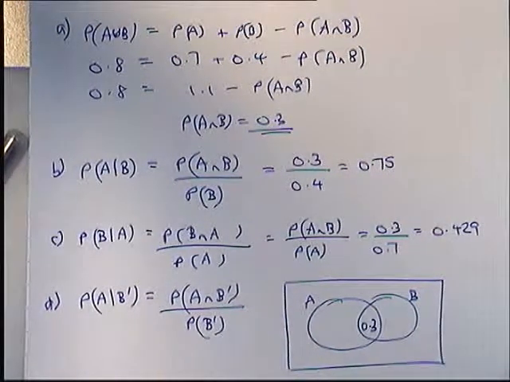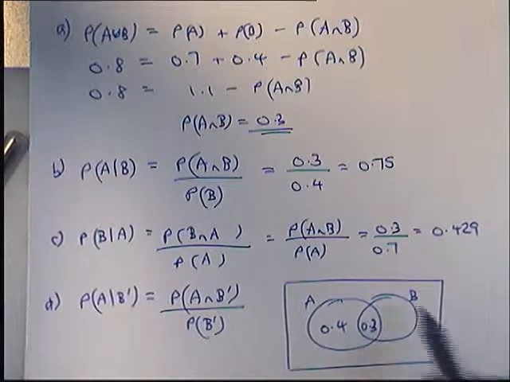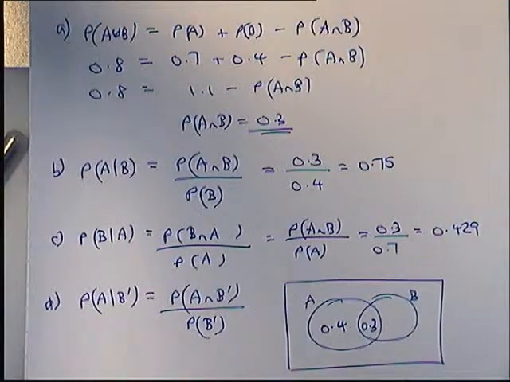We know all of A from the question is 0.7. So what's this bit on the left? 0.4, yeah, because 4 and 3 make 7. We know all of B from the question is 0.4. So what's this bit here? 0.1. Everything we've written down so far adds up to 0.8. So that means what is left? 0.2, so that's outside somewhere.